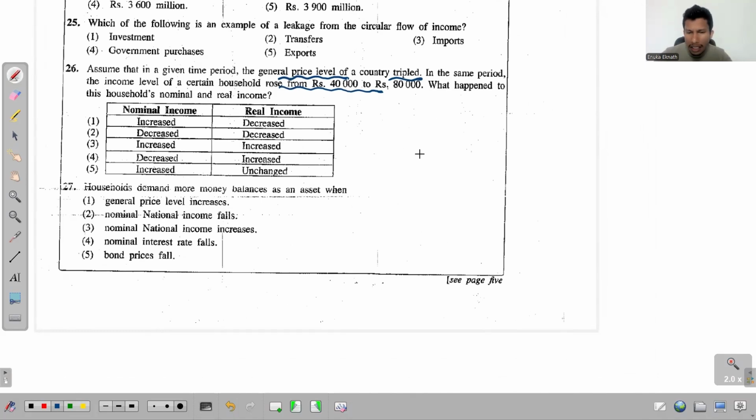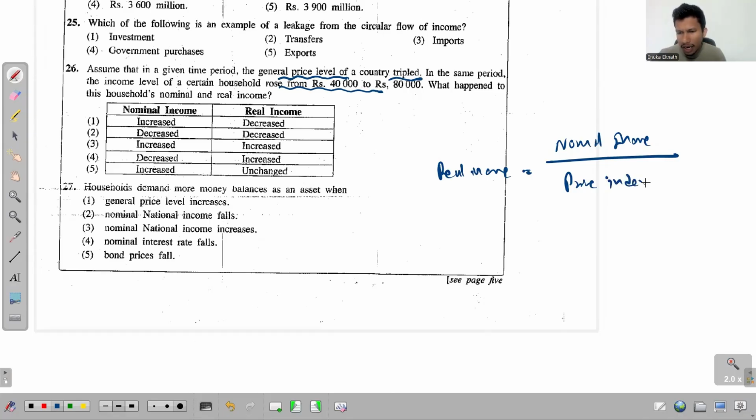So if you just look at the equation for calculating real income, that's a very simple equation. We take the nominal income, and this should be divided by the price index and we multiply this by 100. Now, what has happened to the nominal income according to the question? In this part of the question, it's clearly mentioned that the person's income has doubled. It has increased from 40,000 to 80,000.